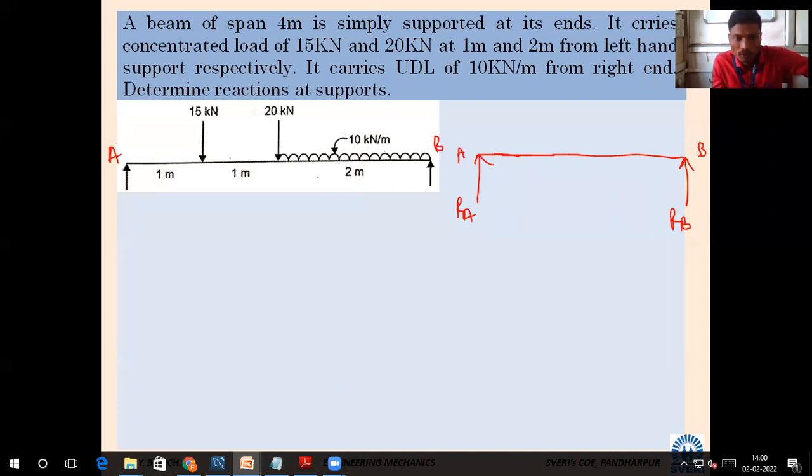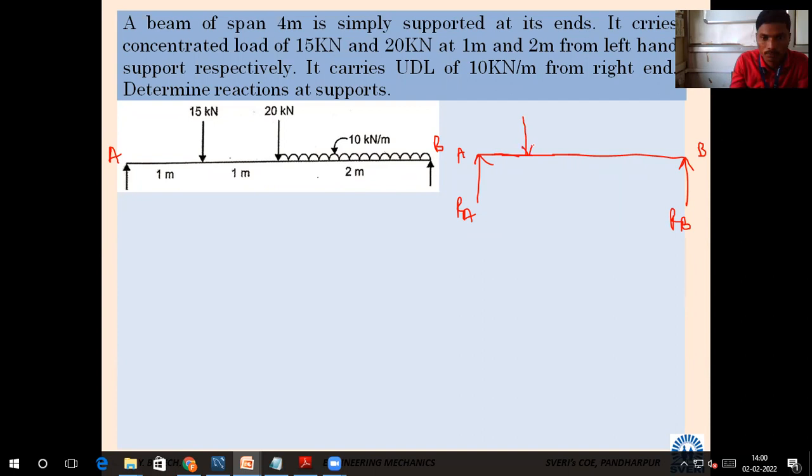Per meter means for every meter it is 10 kilonewton. So for 2 meter it will be 20. Or, if you are not understanding, multiply the UDL load by the length and you will get the point load. We have to show that point load at the middle of that particular length, not the total length.